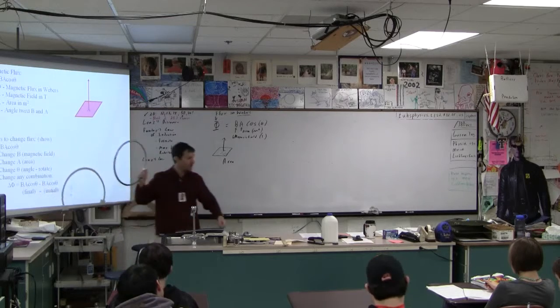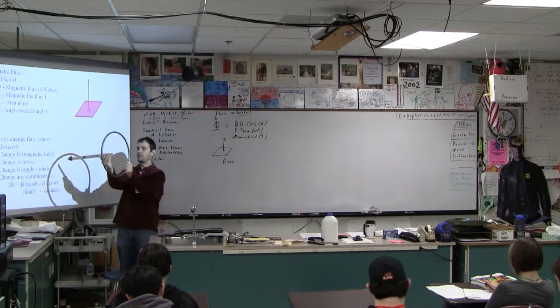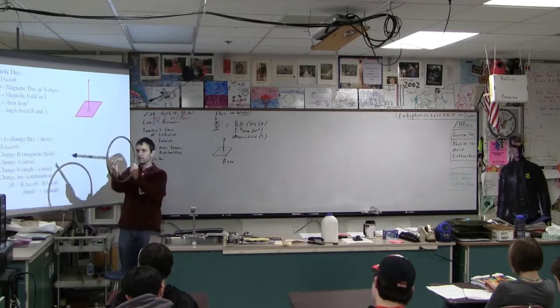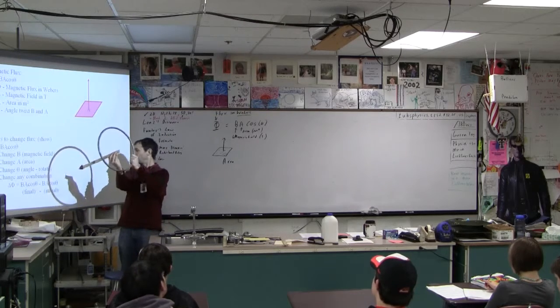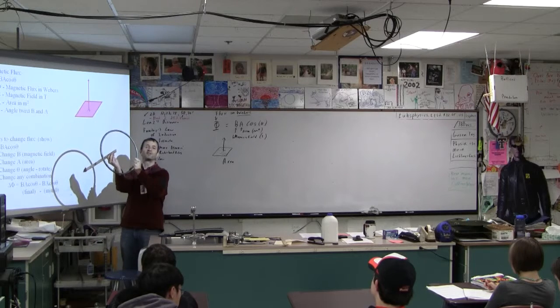I can also change the angle. I can rotate it. Now remember, angle is a weird thing, right? It's the angle between the area vector and the field. This is the area vector, right? Right now the angle is what? It's 0. I believe it's 0.